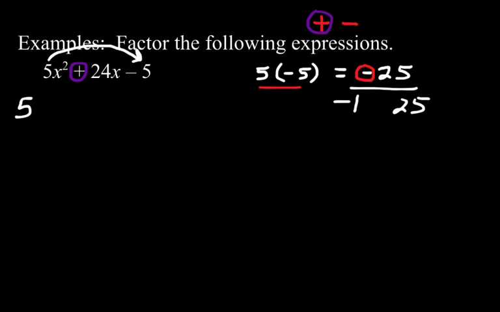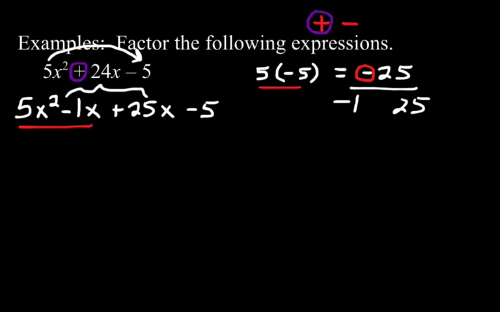So we want to rewrite this 5x squared minus 1x plus 25x minus 5. And again, the reason this is okay is because those two middle terms are equal to the middle term in the original. So let's group these.